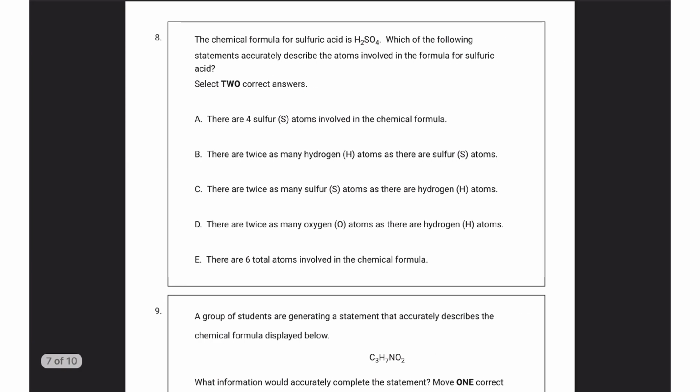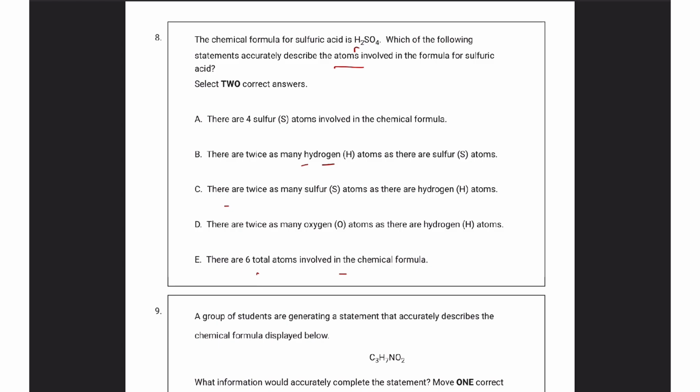Number 8. The chemical formula for sulfuric acid is H2SO4. Which of the following statements accurately describe the atoms involved in the formula for sulfuric acid? A, there are 4 sulfur atoms involved in the chemical formula. B, there are twice as many hydrogen atoms as there are sulfur atoms. C, there are twice as many sulfur atoms as there are hydrogen atoms. D, there are twice as many oxygen atoms as there are hydrogen atoms. E, there are 6 total atoms involved in the chemical formula.